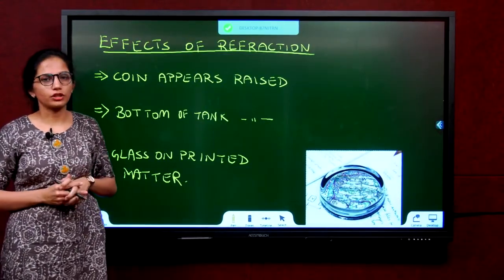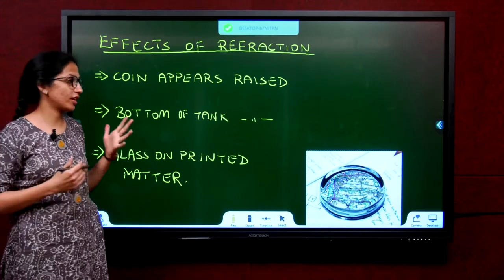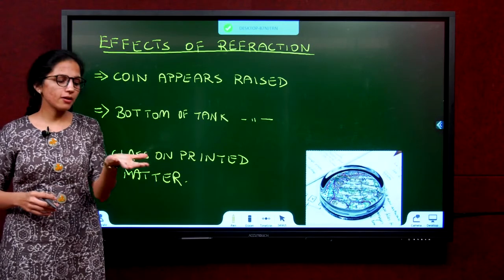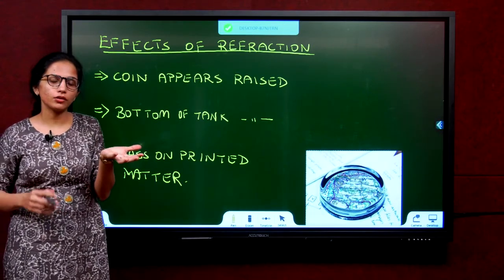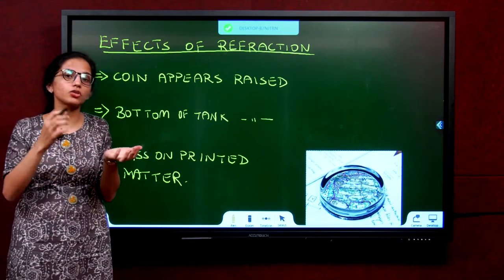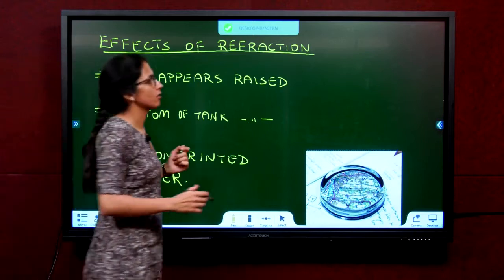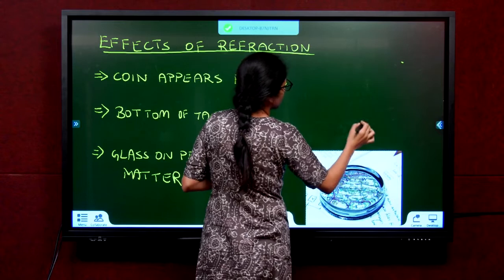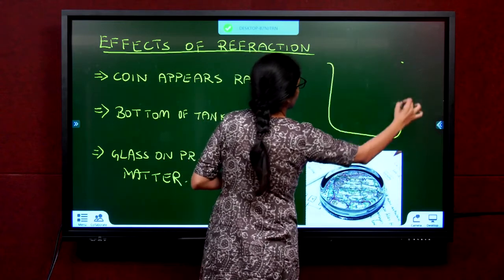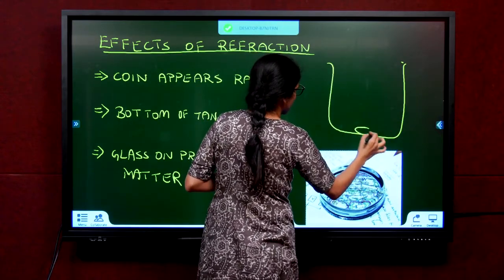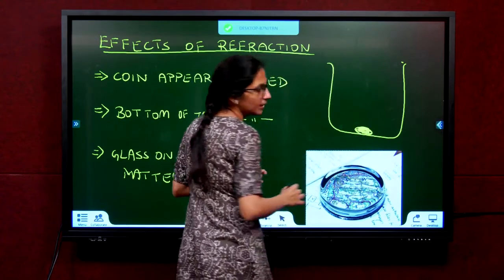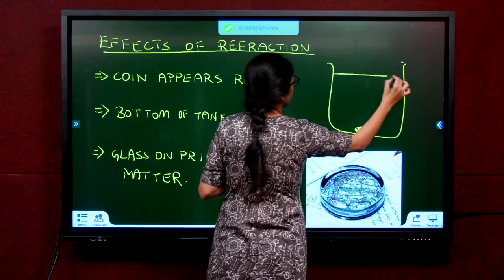Effects of refraction, applications of refraction. Where do we see such things? If you put a coin in a bucket of water, you will see that the coin appears to be raised. How? Observe this. Let's say we have a beaker and we have the coin actually here. It's at the bottom of the tank. But it will appear to be raised. Why? This is water, okay?